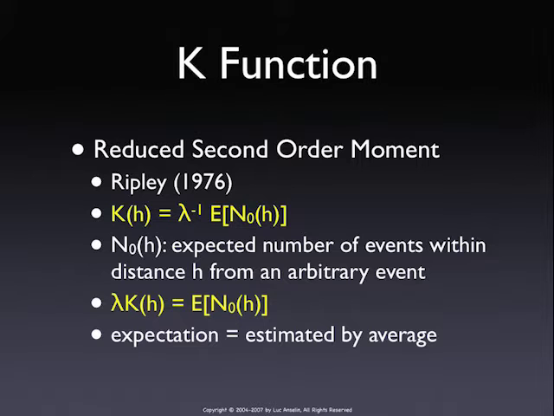Now the next step is to connect this K function to the actual parameter of the process, which is the second order moment. And in the literature, the K function is called the reduced second order moment, because it's not actually the second order moment, it's connected to it.